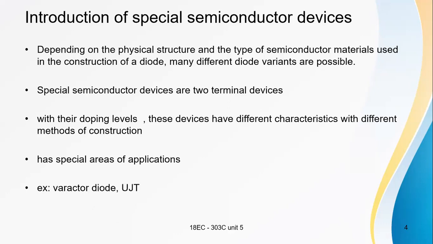Based on the method of construction as well as the method of doping, each device has its own characteristics, and each device has its own applications. Examples of these special semiconductor devices are varactor diode, UJT, tunnel diode. These all are examples of special semiconductor devices.